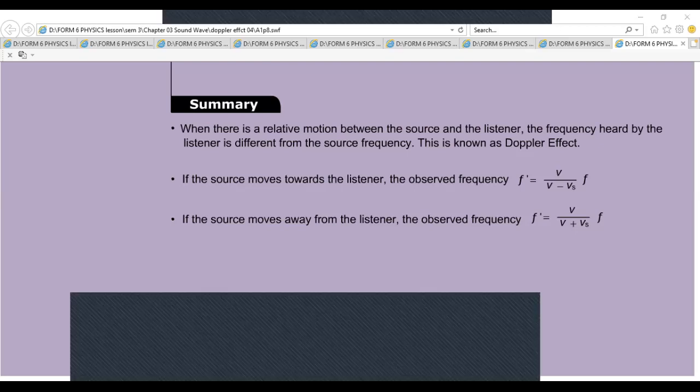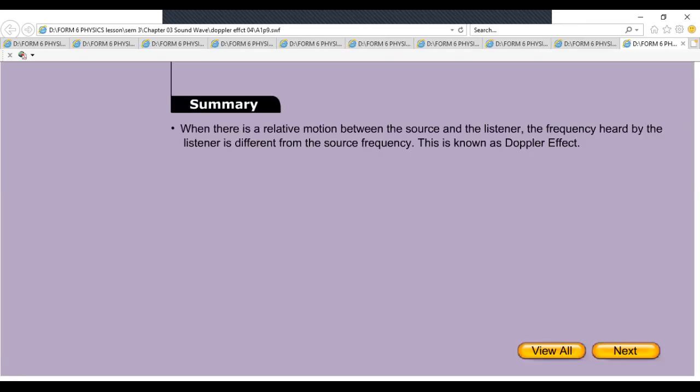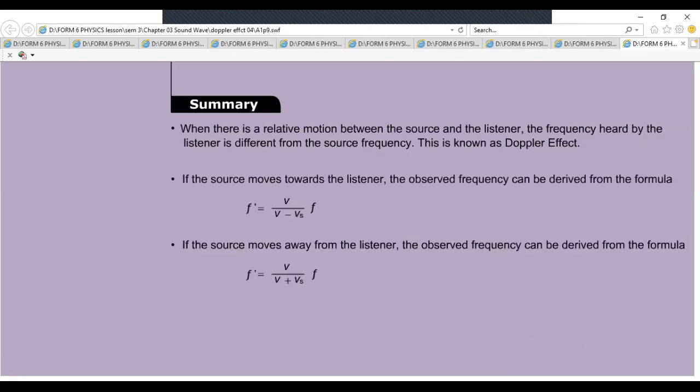Okay, that's all. So we notice that when there is a relative motion, remember these two formulas always apply to a stationary observer with a moving source. Okay, next.